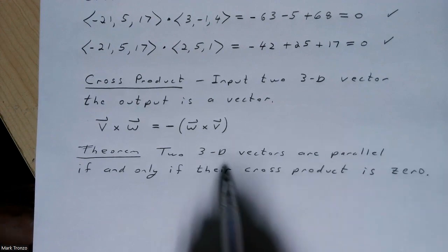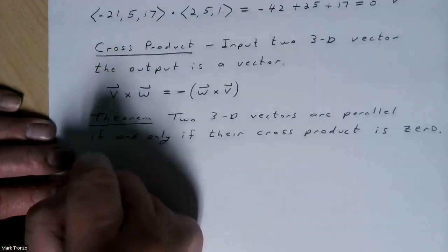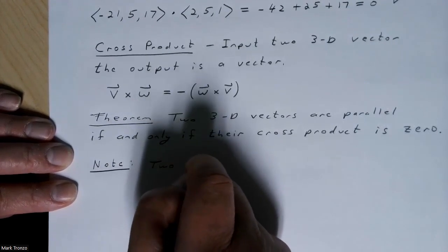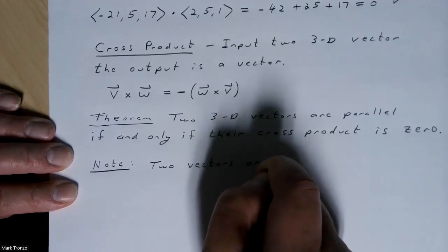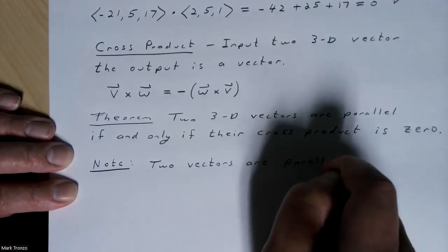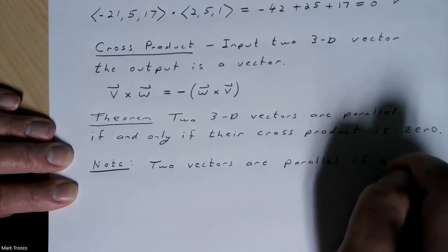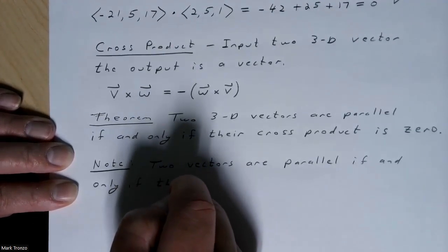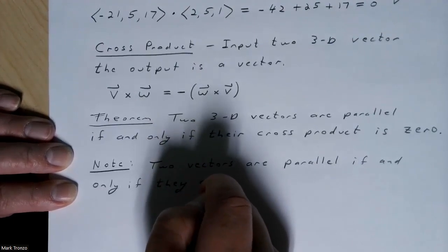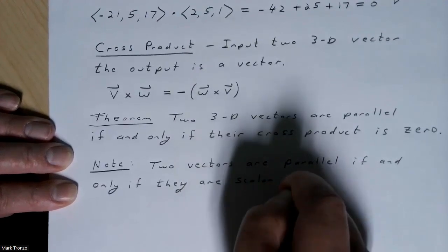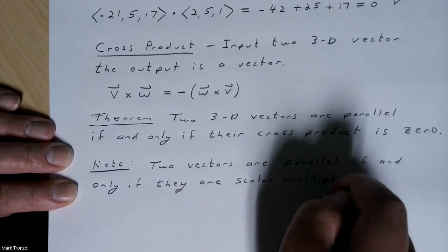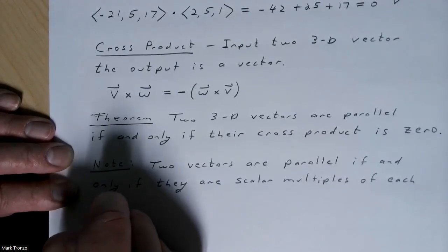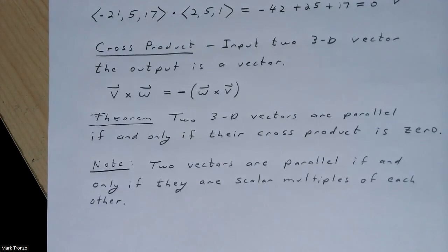Now, there's an easier way to determine if two vectors are parallel. So note, two vectors are parallel if and only if they are scalar multiples of each other. And that's by far the easier way to determine if two vectors are parallel.